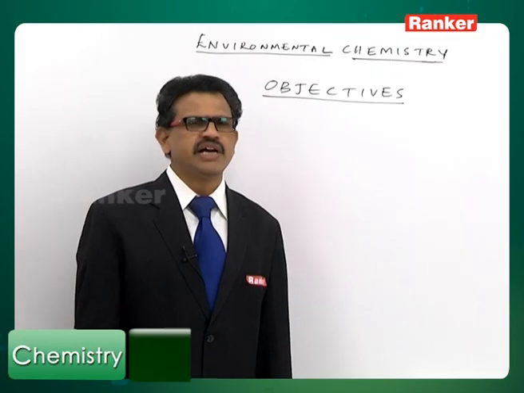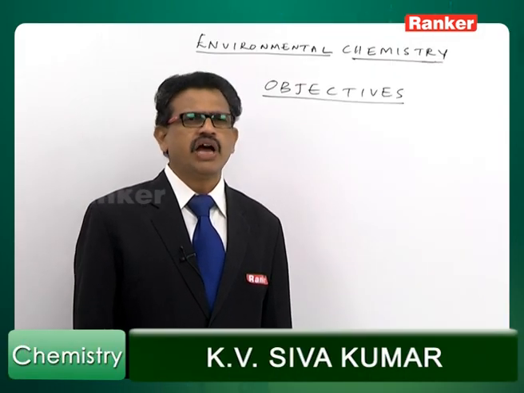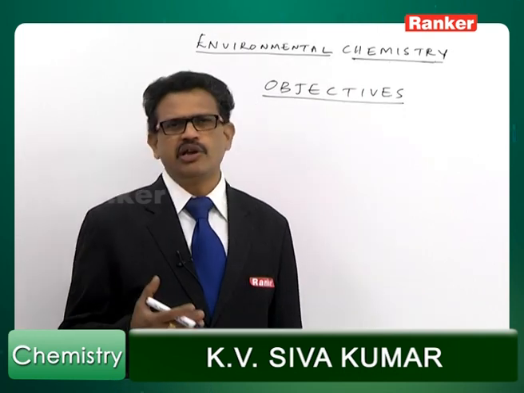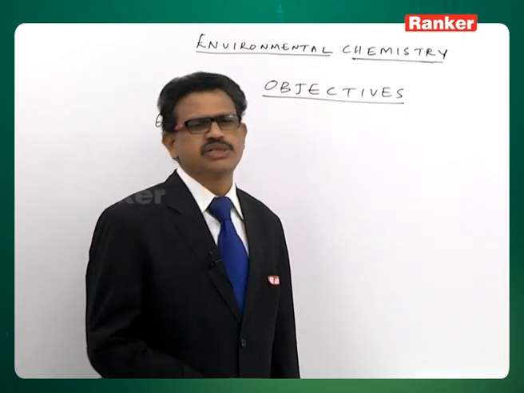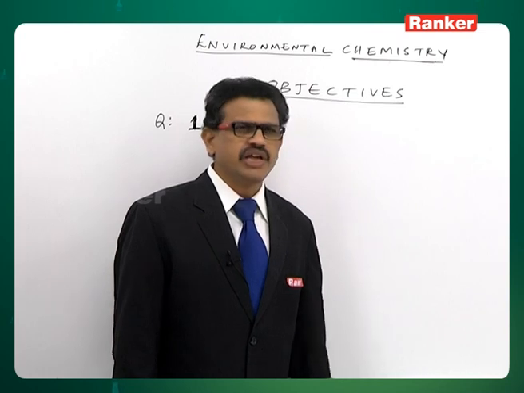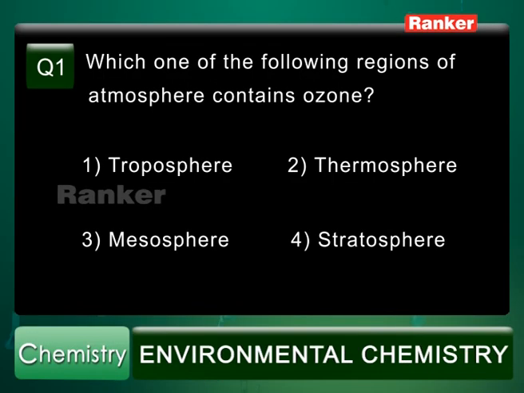In the beginning only, as I have discussed, we have 0 to 10 kilometers troposphere, 10 to 50 kilometers stratosphere, where the ozone layer is existing. So we can go for answer 4 for question number 1. For question number 1, the answer is 4, that is stratosphere.